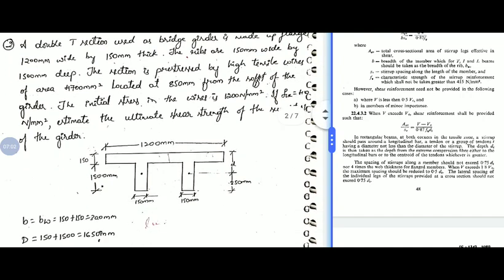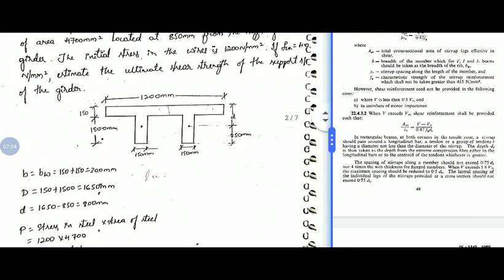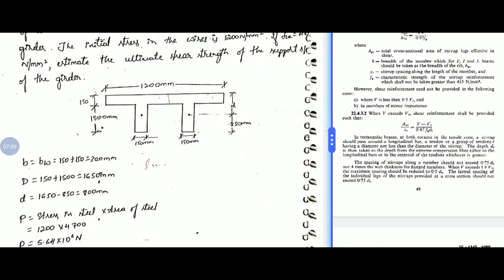So since it is a double T section, as we discussed in previous cases also, if we have two flange webs, we need to get the width of the web by combining both webs. So bw will be 150 plus 150, that is the width of two webs, and it will become 300. For overall depth, 150 is the thickness of the flange and the depth of the web is 1500. So by adding, we will get 1650 mm as the overall depth of the section.